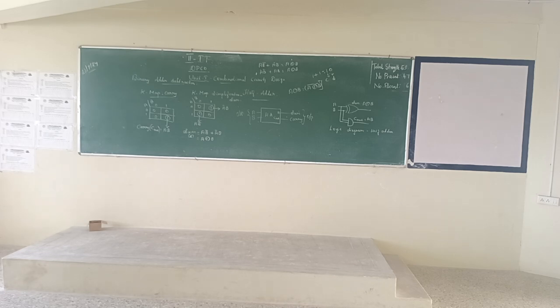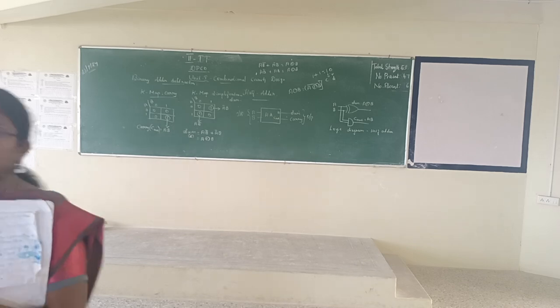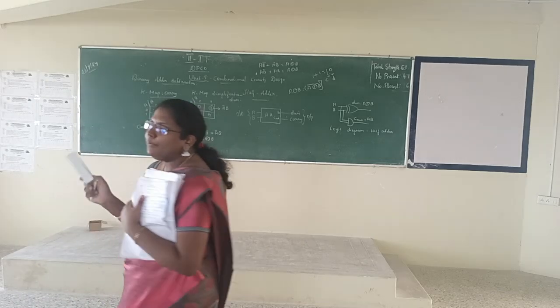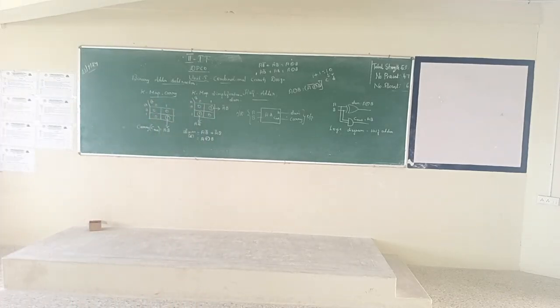Then, what's the next adder? Full adder. What's the full adder? So, half adder performs addition of two binary inputs and it produces two binary outputs in the form of sum as well as carry. So, when you are adding two binary inputs, you will be getting sum as well as carry. That is half adder.